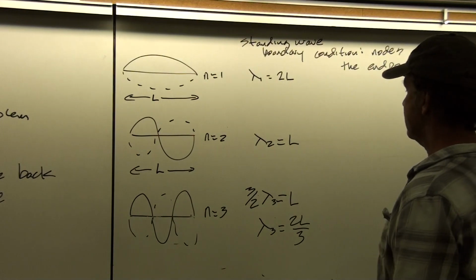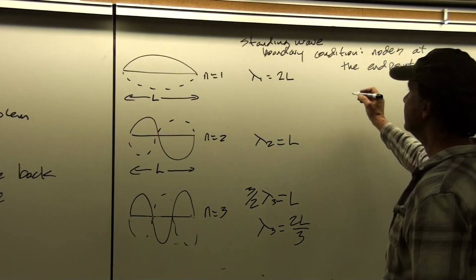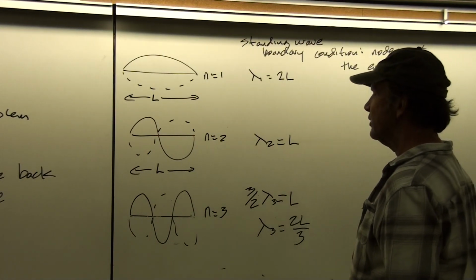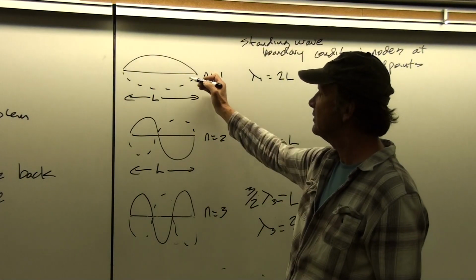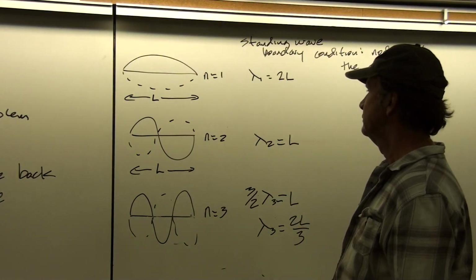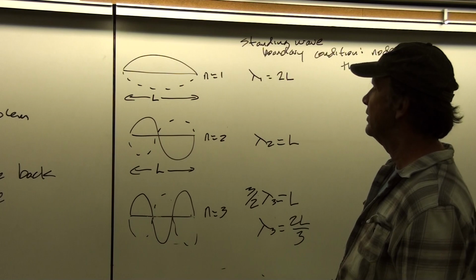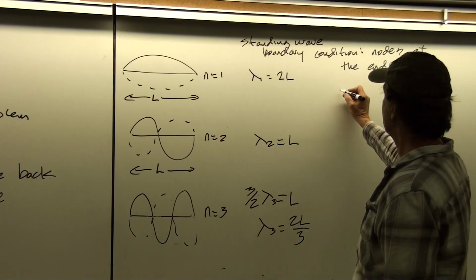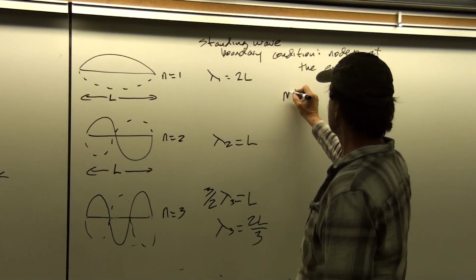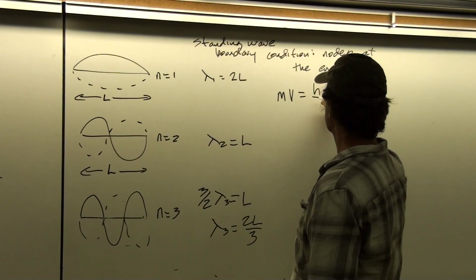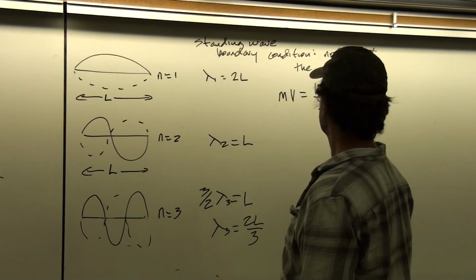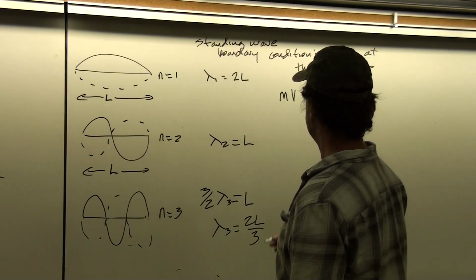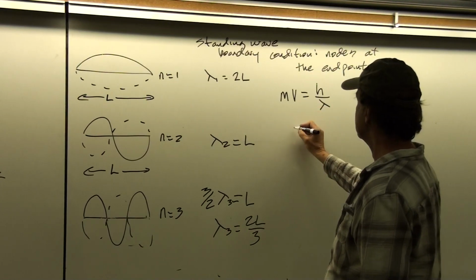If we were going to go to higher harmonics, then this would just correspond to different wavelengths that the electron can have. So how do these wavelengths relate to the speed? Well, the velocity of the electron times the mass is equal to h over lambda. So as the wavelength gets bigger, the speed goes down.